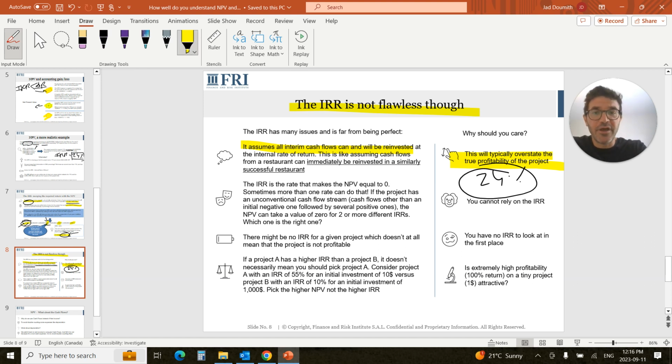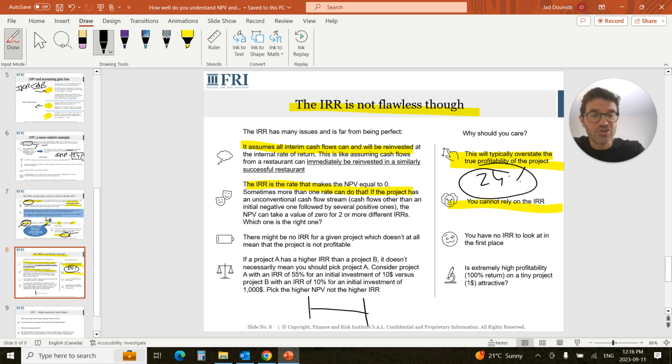Second drawback. The IRR, as you saw, is the rate of return, is the discount rate that makes the NPV equal to 0. Sometimes you have two IRRs, you have two different discount rates that can make the NPV equal to 0. So which one is the correct IRR? You cannot really rely on the IRR in that case. When does this happen? This typically happens when you have a project with an unconventional cash flow stream.